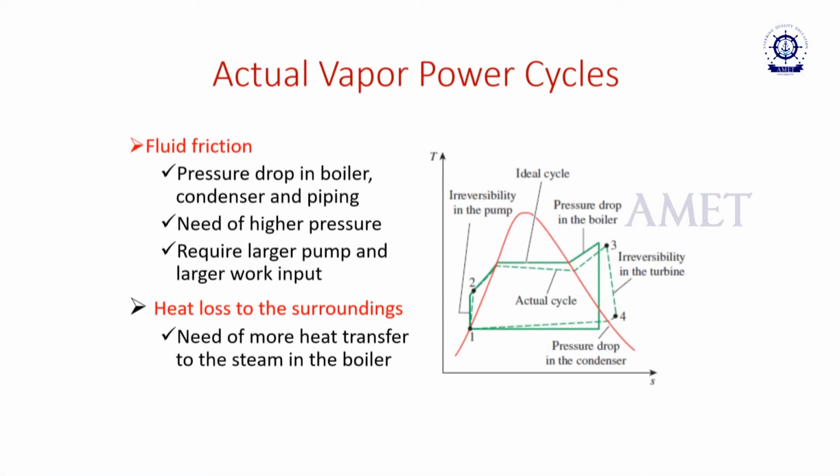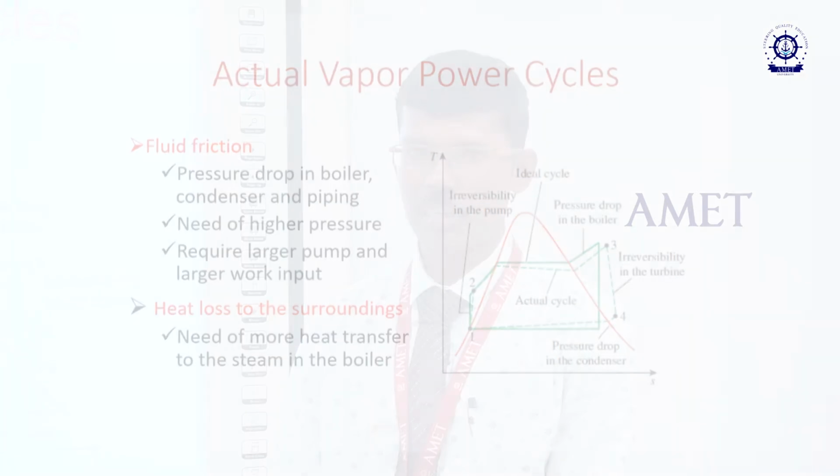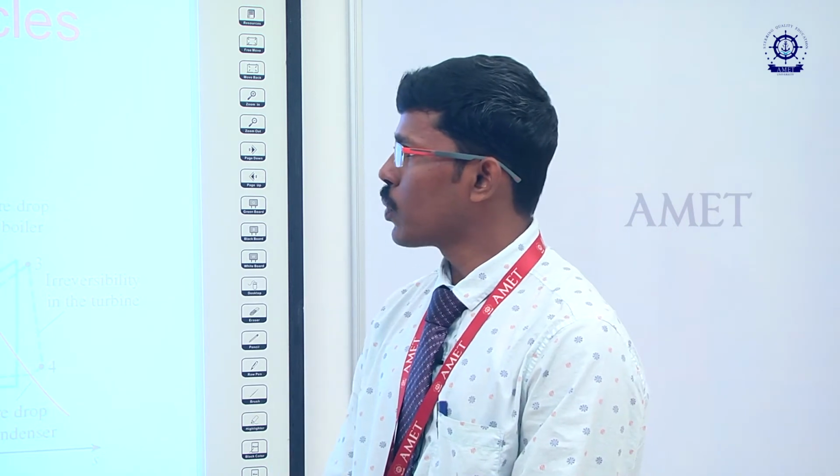So, basically in the previous slides what we saw is for ideal condition, because in practice the isentropic process, that means in the pump and then in the turbine, is not generally applicable. So, there will be a slight deviation in the process. So, in the actual vapor power cycle, what is making the change, that we are going to see now. Two things are very important. One is fluid friction. Why?